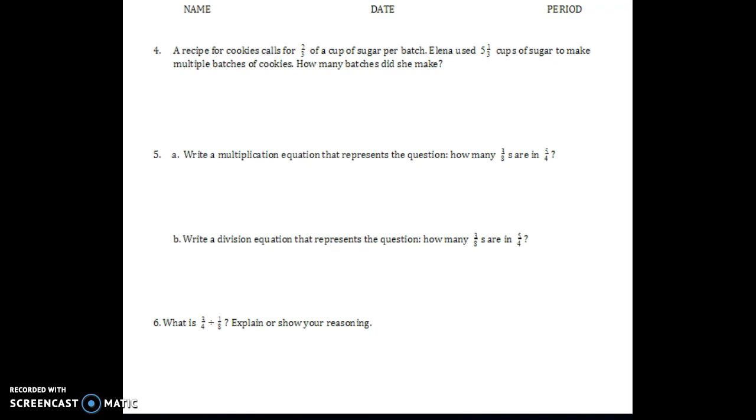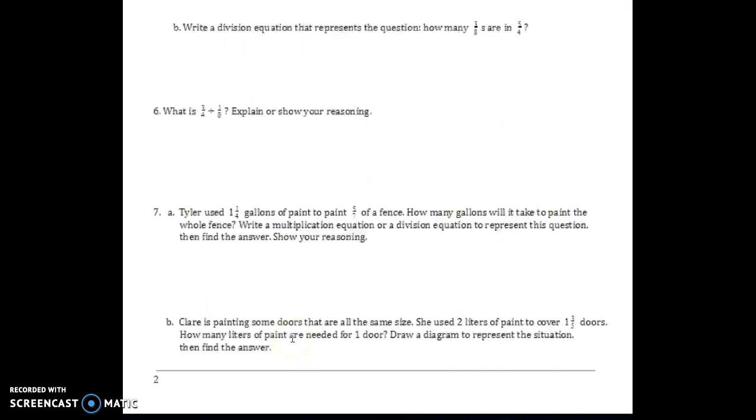Question 6. What is 3/4 divided by 1/8? Explain or show your reasoning.